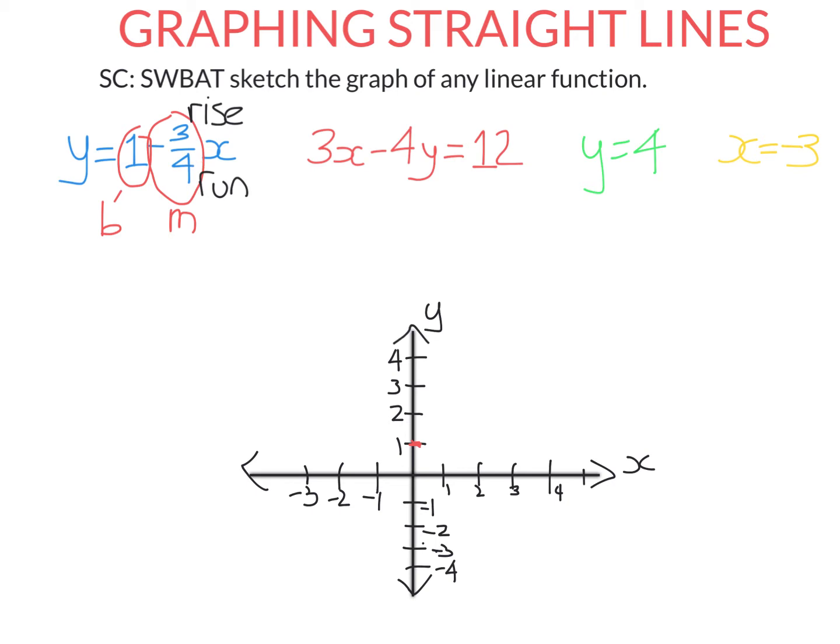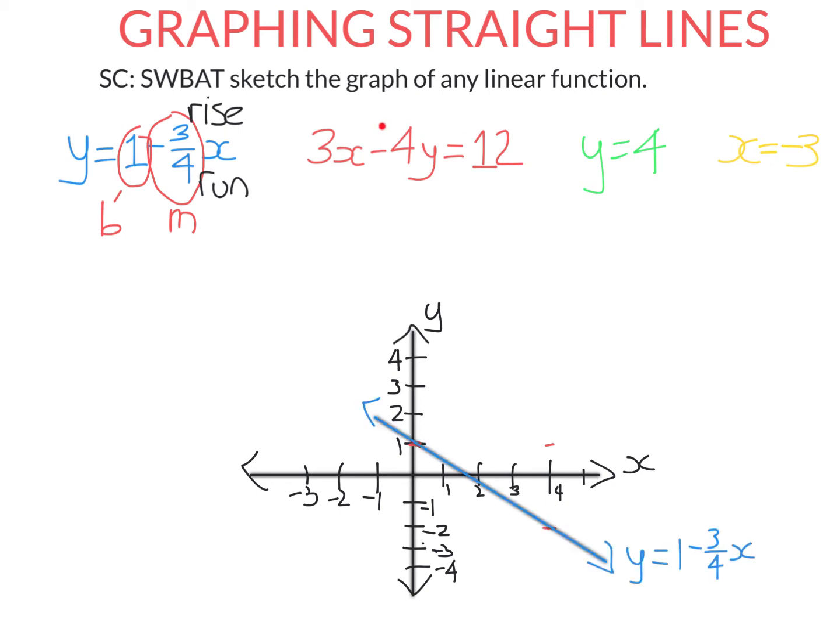So because 4 is on the bottom, from this y-intercept, I'm going to go 4 to the right, which is over there. Now, because the rise is -3, I go down 3 instead of up 3. So down 3, I end up here. So now that I have 2 points through which the line passes, I just simply join them up.